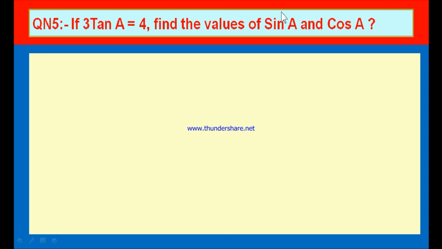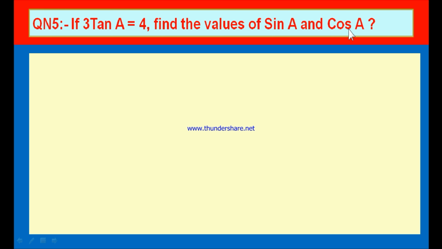How can you call these three? Good. Dear children, you can call sin A, cos A and tan A as trigonometrical ratios. Isn't it? Now sin A. What is the formula to find sin A? Just recollect. Sin A is equal to, very good, opposite side to angle A by hypotenuse.